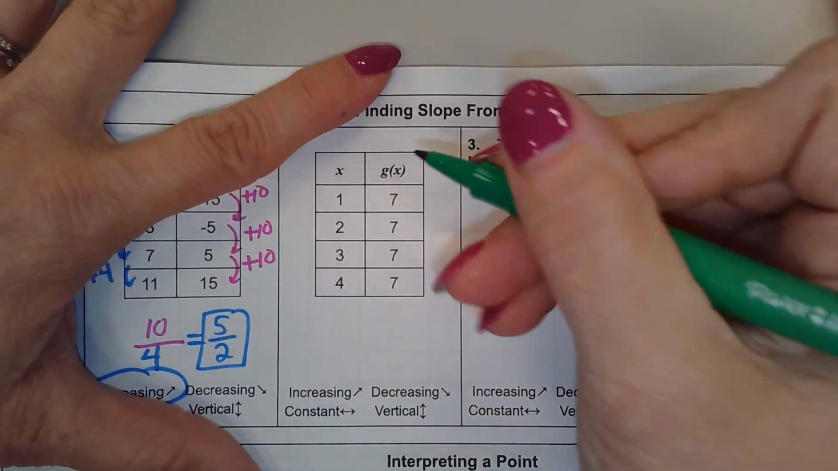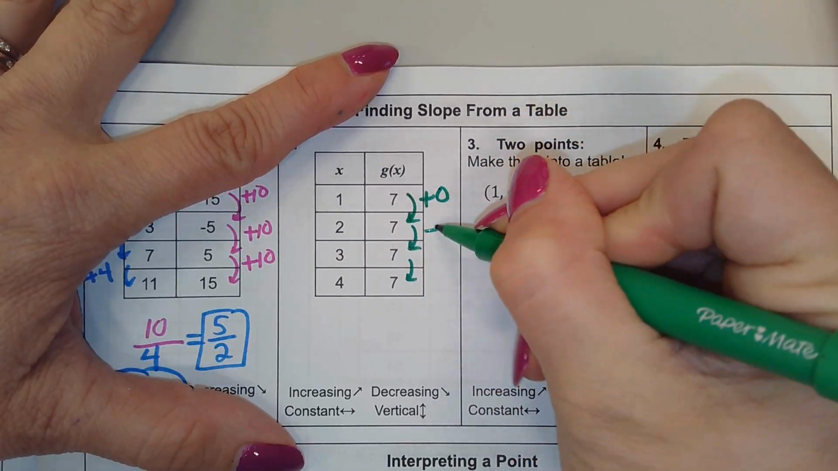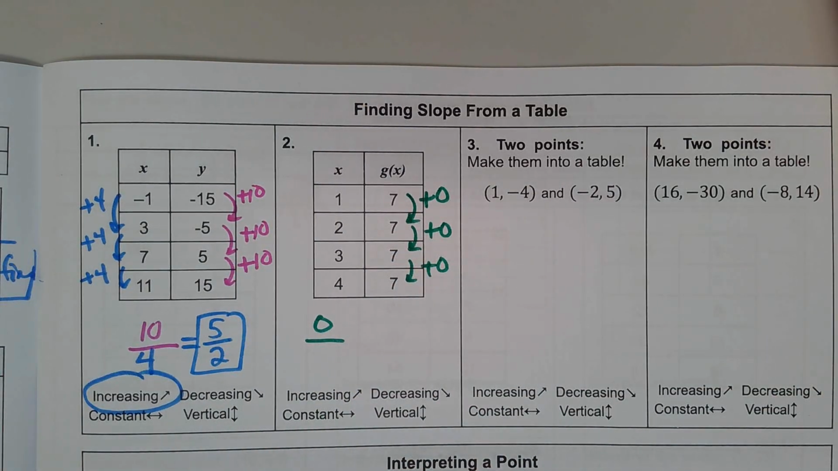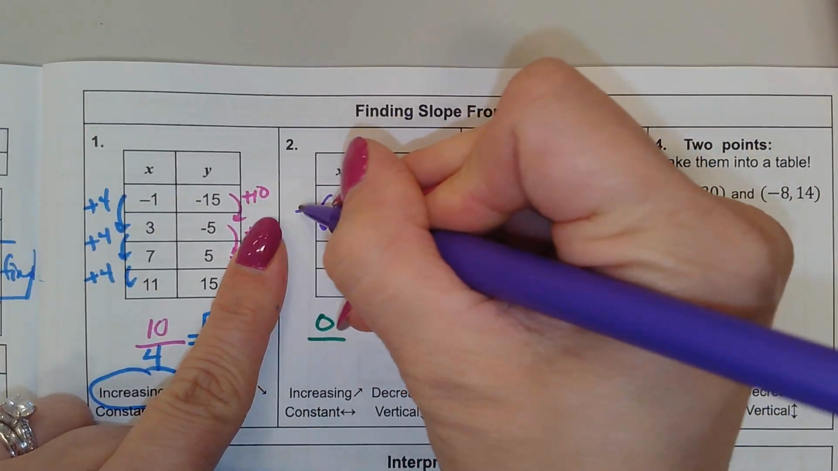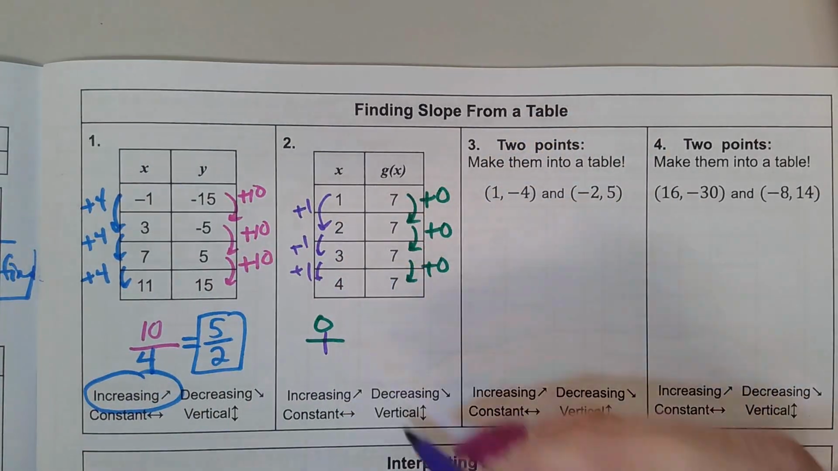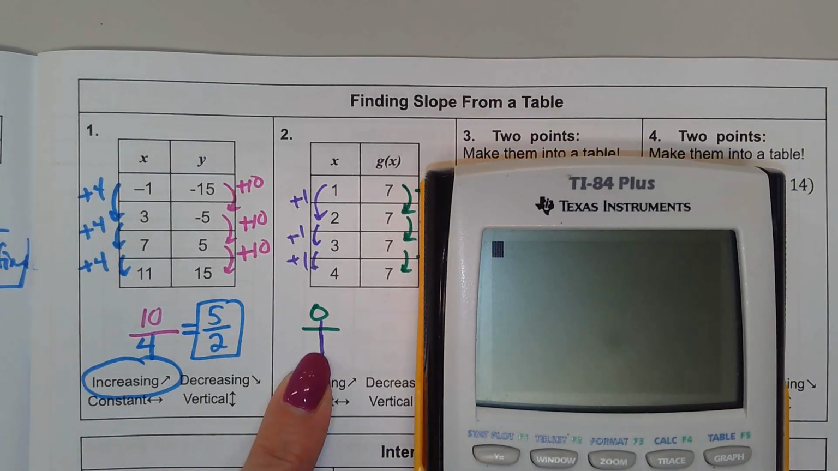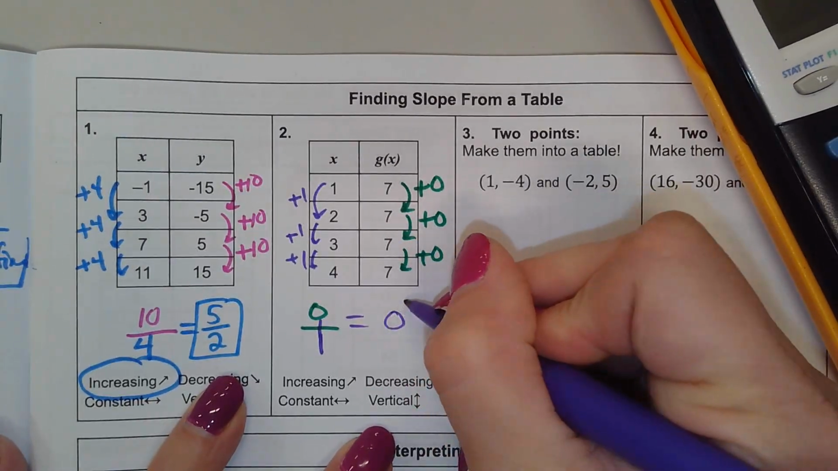Let's take a look at this table. This is a little strange. It's plus 0, plus 0. So 0 on top. And what's happening over here? Plus 1 each time. But we have to reduce this. So let's see what the calculator says. We have 0 over 1, and that equals 0.